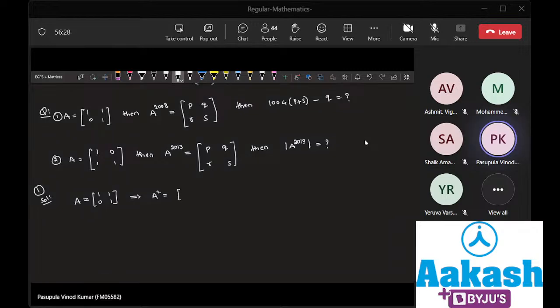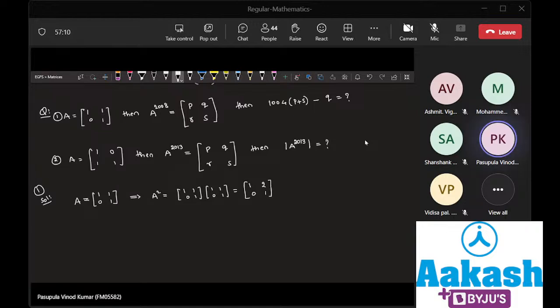A square means A into A, [1 1; 0 1] and [1 1; 0 1]. What are you getting? Can you tell me, any one of you? A square is equal to, do it, everyone. Sir, 1 2 0 1. Is it 1 2 0 1 or not? Yes or no? Yes, sir. Isn't it? [1 2; 0 1].